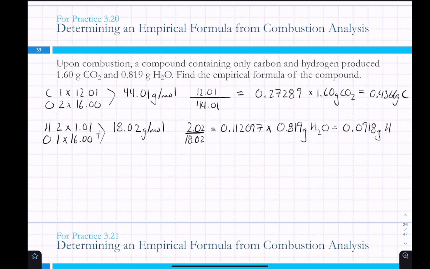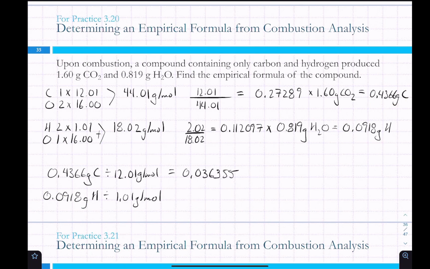But wait, there's more. Because now we know how much carbon and how much hydrogen are in the compound. Now we need to calculate the empirical formula. So if this is all the carbon and all of the hydrogen that were part of that, how do we calculate the empirical formula? Yep. Calculate the number of moles of each. So which one is smaller? The carbon.